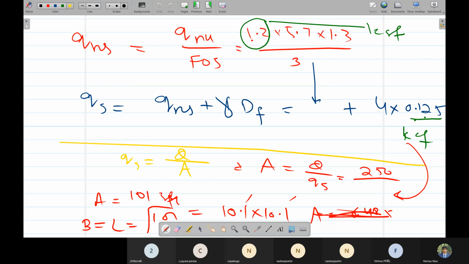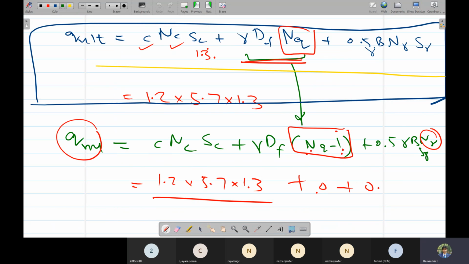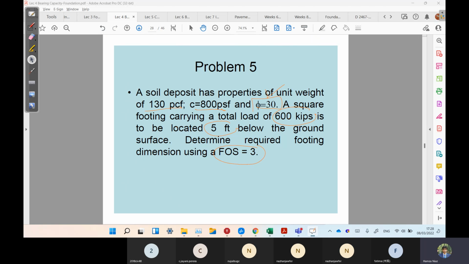So this expression would not become 0 in this question. Here there was 0 because N gamma was 0 and NQ was 1, so 1 minus 1 was 0. But in this question, this value would not be 0. Just simply some value would come and simply add it.